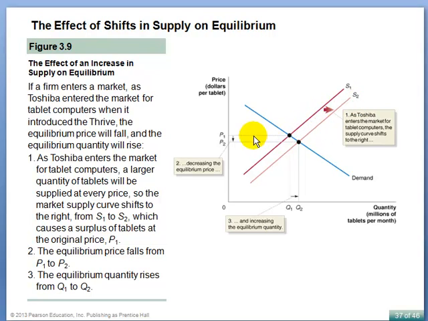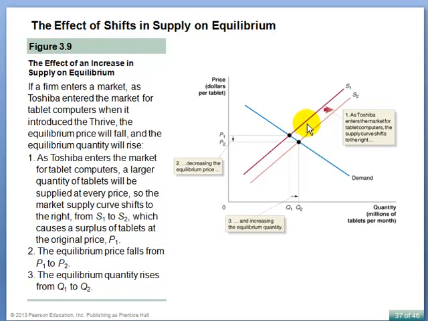So you can see the result. When the supply increases, we get the new equilibrium price. The original one is price 1, and now we get the new equilibrium price at price 2. So the price decreased, and we get the new quantities. The quantity increased from Q1 to Q2.